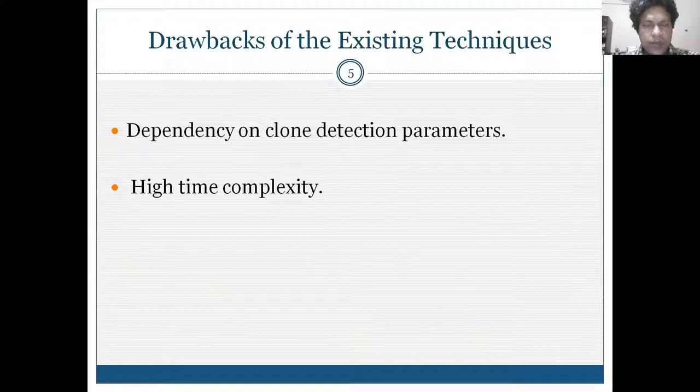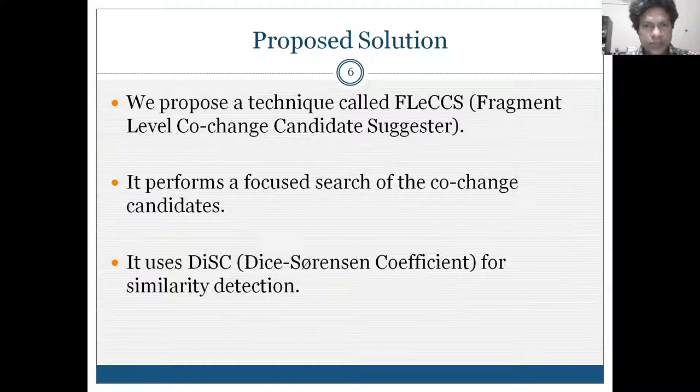So focusing on the drawbacks of the existing techniques, we propose a technique called FLeCCS, which stands for fragment level co-change candidate suggester. FLeCCS performs a focused search of the co-change candidates considering the target fragment as the seed. And also FLeCCS uses DCS, that means the Dice coefficient, for detecting similarity between a target fragment and its co-change candidates. And here is the working procedure of FLeCCS.